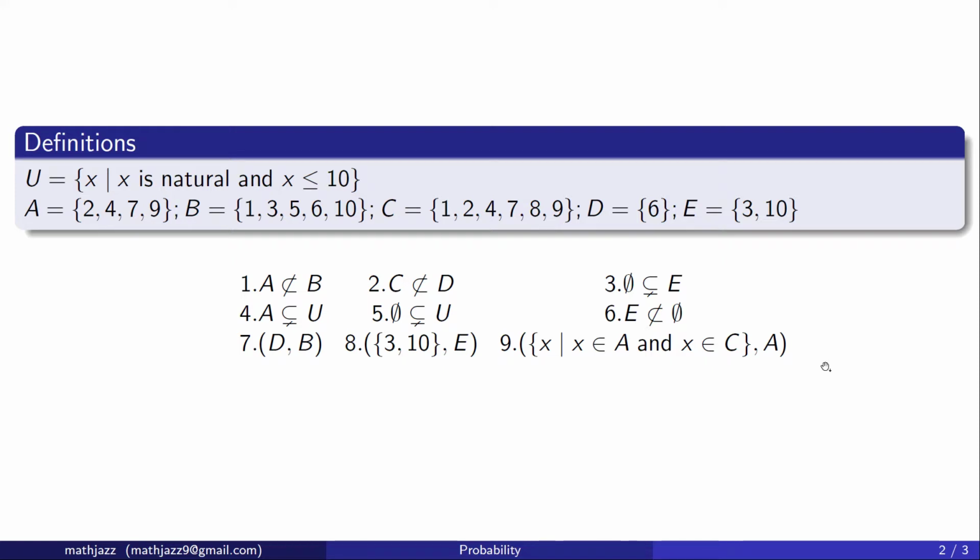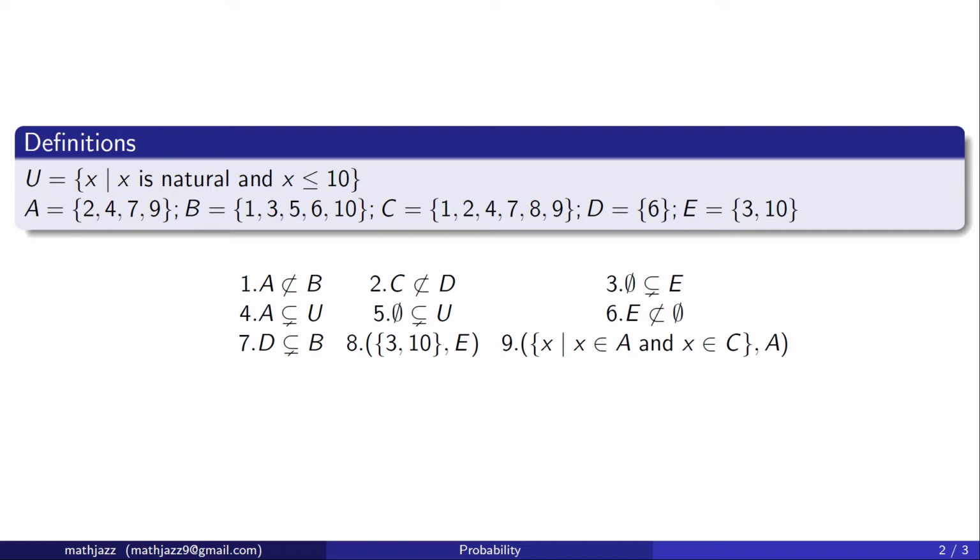Okay, D and B. D contains 6, and B contains 1, 3, 5, 6, and 10. So D is a subset of B, and it is proper. So we'll use our subset symbol with the little slash through it.